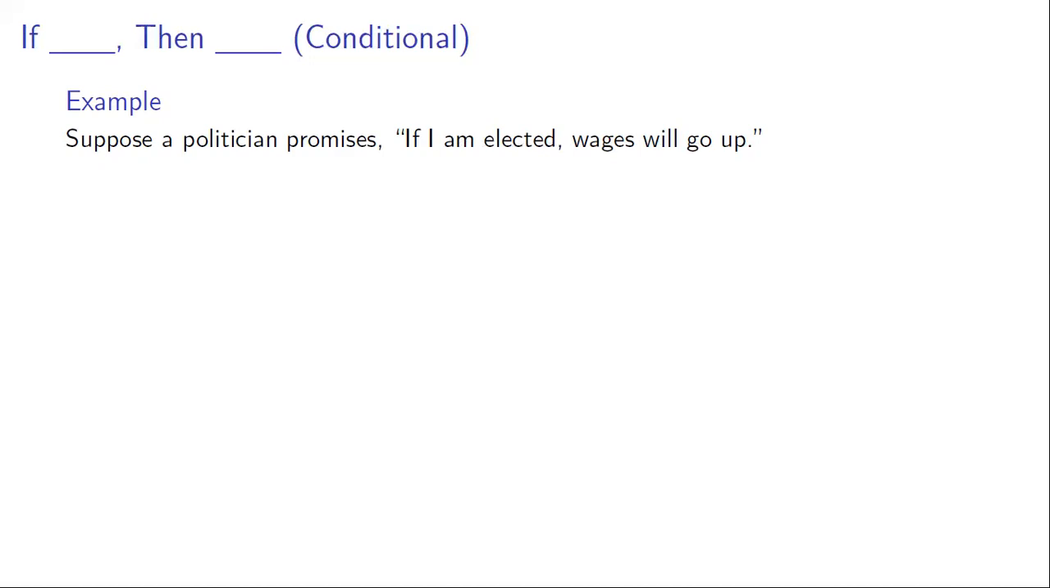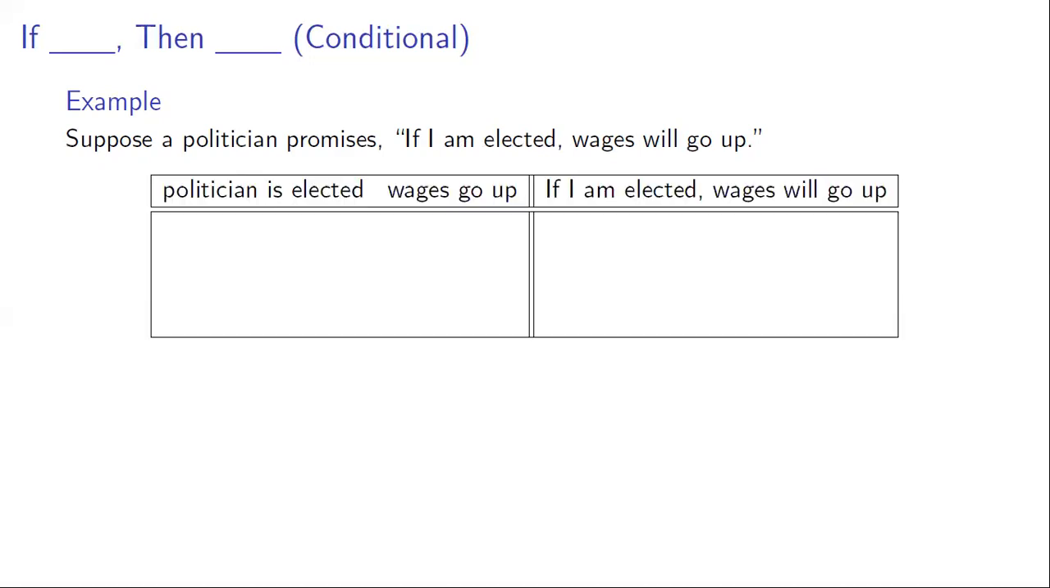Now, let's make a table like this. We have a few possibilities for whether the politician is either elected or not elected, and wages will either go up or not go up. And we would like to know, is the promise true or not?